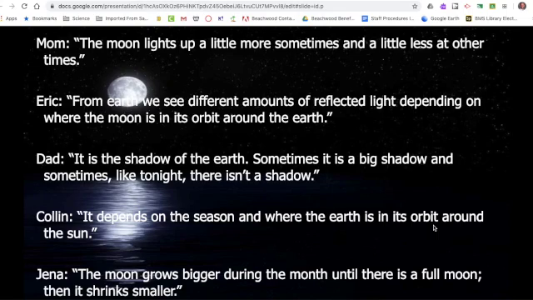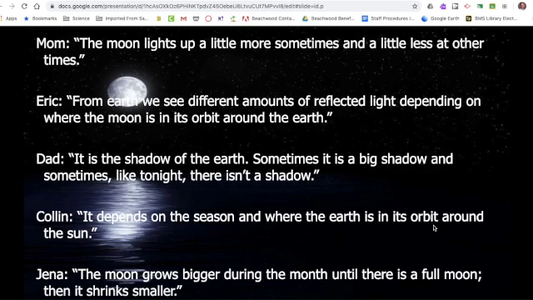And like I said, some a little bit more silly than others. But Eric said, from Earth we see different amounts of reflected light depending on where the moon is in its orbit around the Earth, and that is the correct reason for the phases of the moon. And for this unit, it's important to be able to recognize the phases when you see a picture of the moon, to know the order of those phases, to understand why we only see one side of the moon.